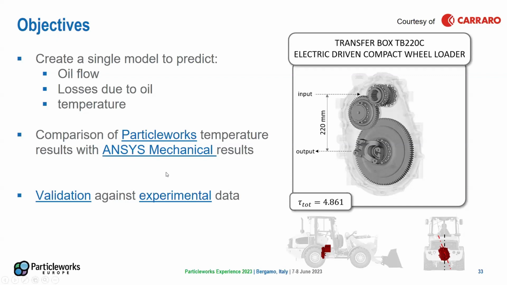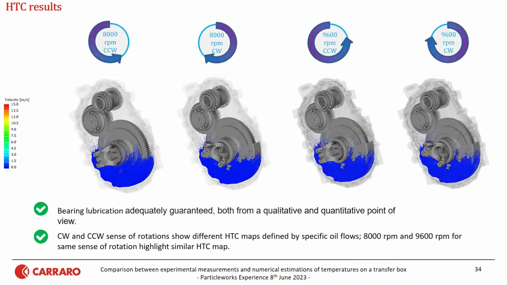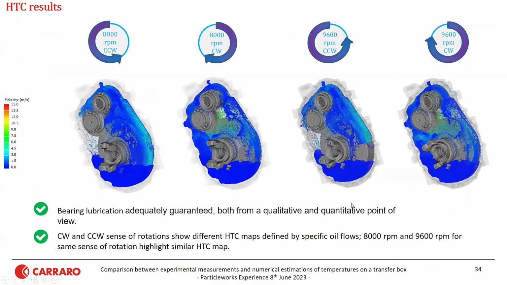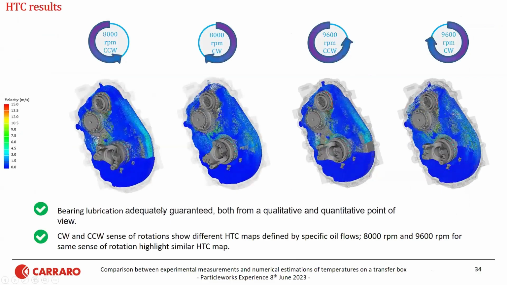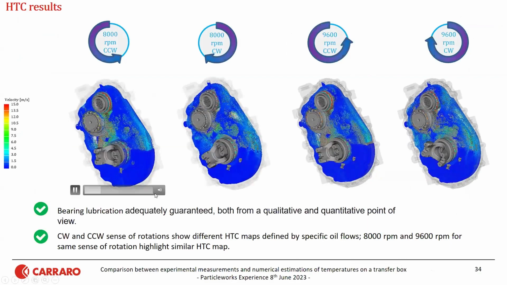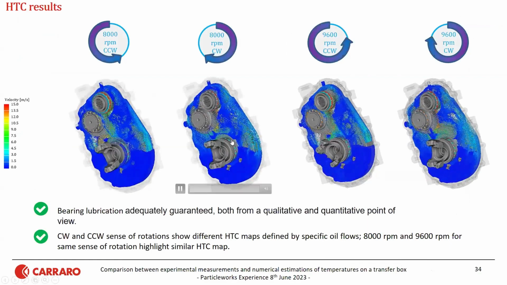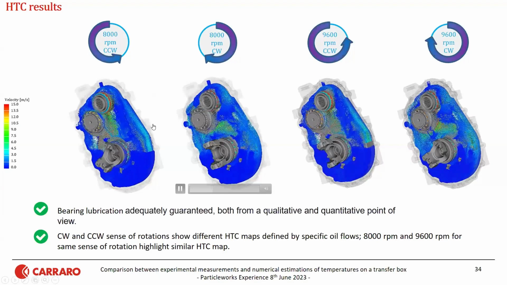Carraro has been using the software for more than 3 years, but they wanted to investigate and develop a model also for temperature prediction. At the end, they wanted to compare with previous ANSYS Mechanical results, but also validate the temperature prediction with thermocouples, as mentioned. What we are looking at here are 4 different configurations, so 2 different rotational speeds and rotational directions. First things first, you want to see the flow.